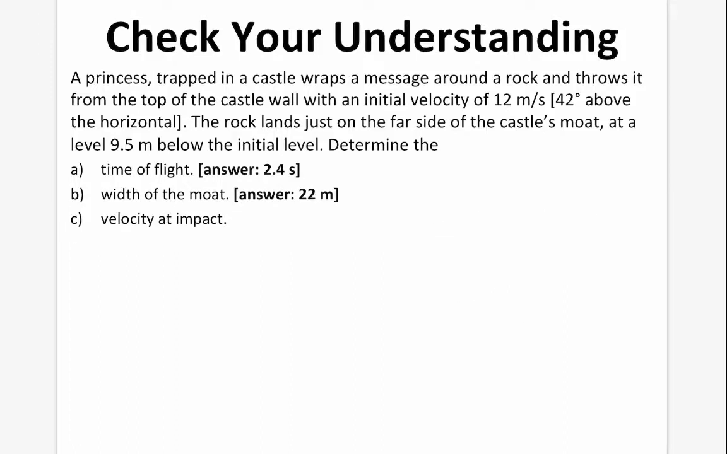Now the velocity at impact, and that's what we did on the previous question as well. So remember, when the rock is coming in, it's going to look something like that. And that's going to have a horizontal component and a vertical component. We already know the horizontal component. That's going to be our 12 cos 42. What we need to find is the vfy. That's our question. And once we know that, we can figure out the vf. So let's figure out the vfy.